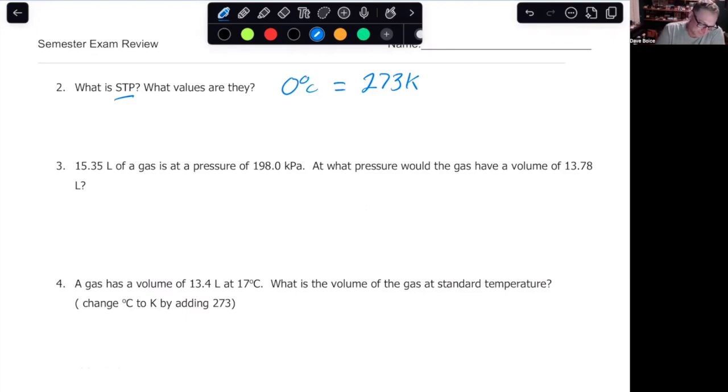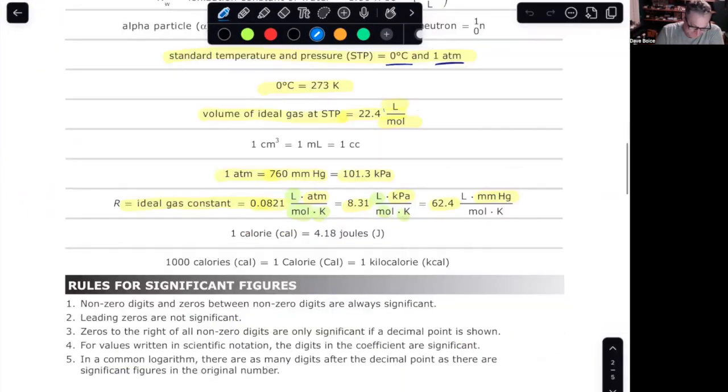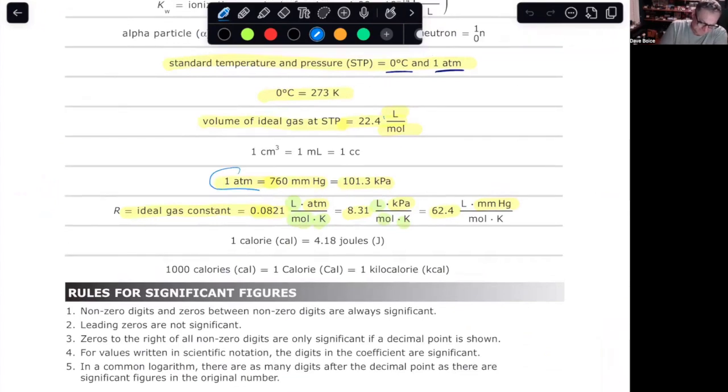And standard pressure, sorry, is 1 atm. Now remember, we have our conversion factors. So let's take a look here. And there we go. 1 atm is also equal to 760 mmHg and 101.3 kPa. So all three of those would be considered standard pressure. And remember, PV equals nRT. This is the R that I'm talking about. And we have three different ones. Depends on whether or not you're using atm, kPa, or mmHg. And we'll get back to that.